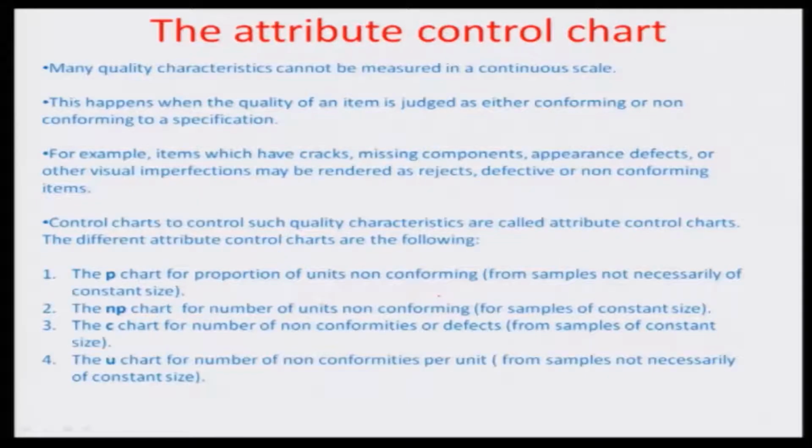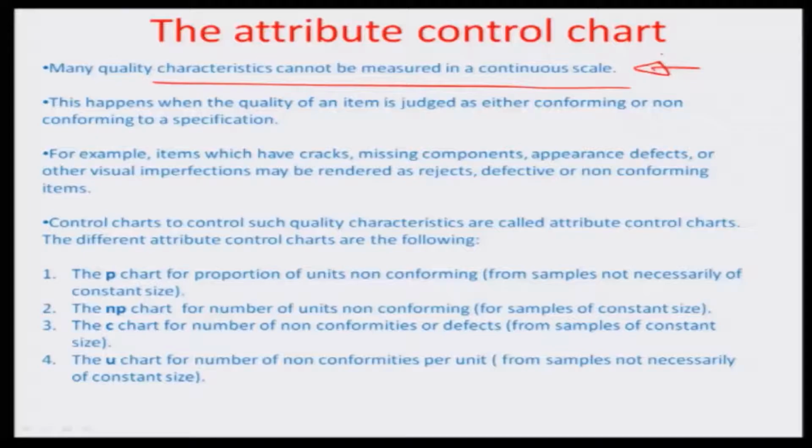Let us look at the attribute control chart. As I already told you, there are many quality characteristics which cannot be measured on a continuous scale. For example, let us say looking into the polish aspect, how bright or how good is the polish related to a car body, or if you talk about the overall aesthetics of the interior of the car system, that is again something which cannot be measured. It is only the beholder who actually appreciates the beauty of the process, okay, in this particular manner.